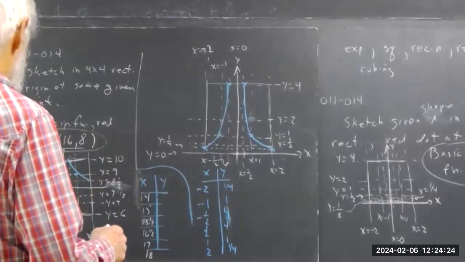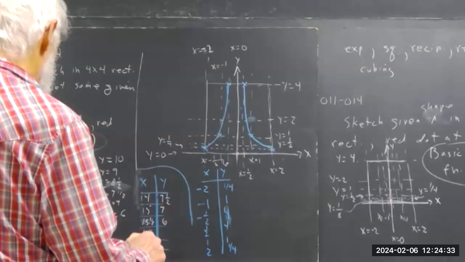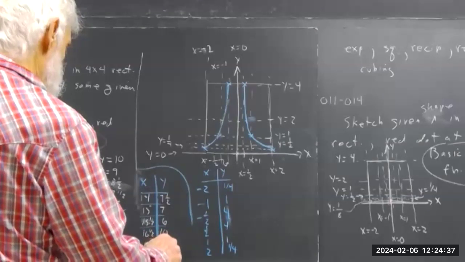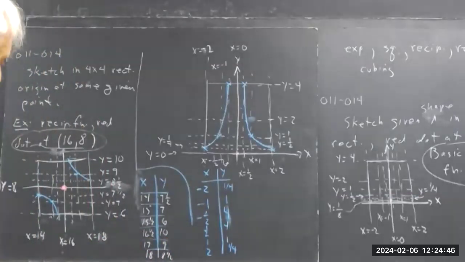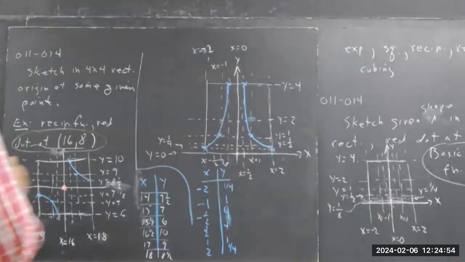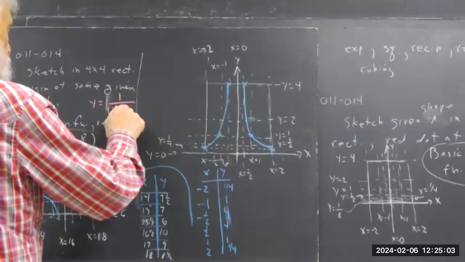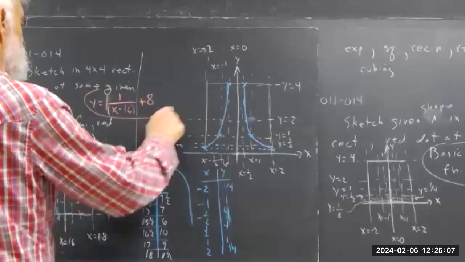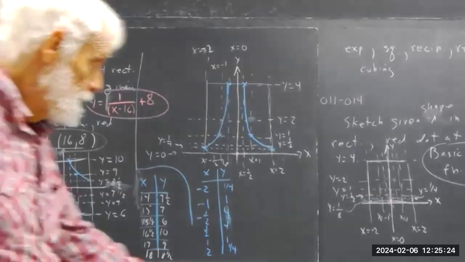Our Y's are then 7.5, 7, 6, 10, 9, 8.5. These satisfy the equation y equals 1 over quantity x minus 16, plus 8. On this series, I give you the function. On the next series, it's up to you to figure out what the function is. Okay? And we'll talk about that next time.